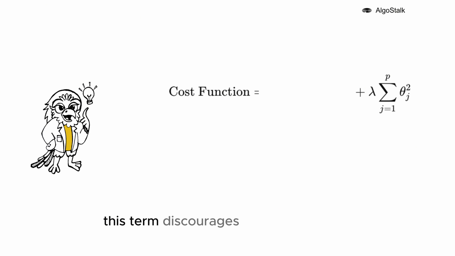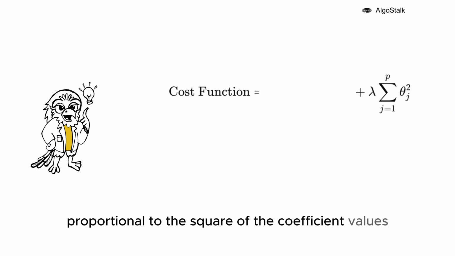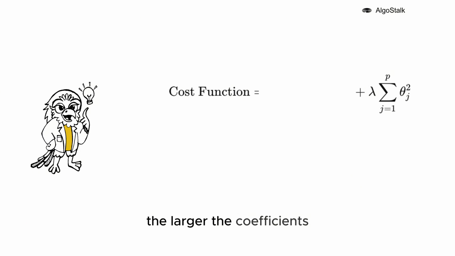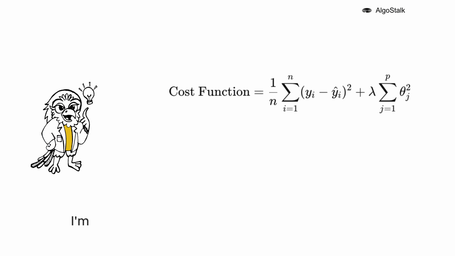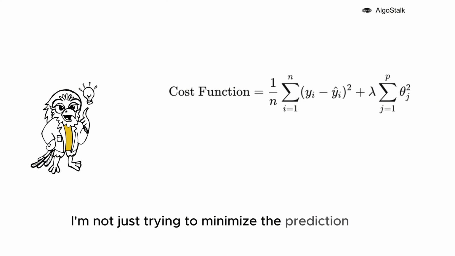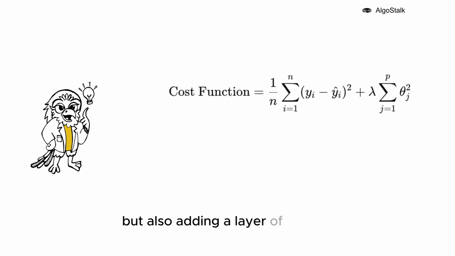This term discourages large coefficients, which could lead to overfitting. It does this by adding a penalty proportional to the square of the coefficient values. The larger the coefficients, the larger the penalty. As lambda increases, the coefficients shrink more. In short, I'm not just trying to minimize the prediction error, but also adding a layer of caution. Ridge Regression helps me avoid over-relying on any single piece of evidence.